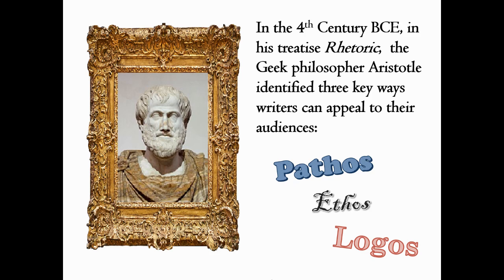Well, Aristotle in the 4th century BCE, in his treatise Rhetoric, identified 3 key ways writers can appeal to their audiences. Now, Aristotle was a Greek philosopher, and here is a bust of Aristotle. And the 3 ways that he talked about are pathos, ethos, and logos. We're going to talk about these individually, and about how we refer to those in English, but these are the Greek words, and it's important to know those as well. So, pathos, ethos, and logos.